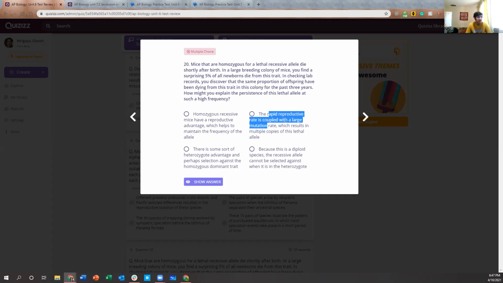The rapid reproductive rate is coupled with a large mutation rate, which results in multiple copies of this lethal allele. Doesn't really make sense because the ones who are homozygous recessive are dying, so they can't reproduce.